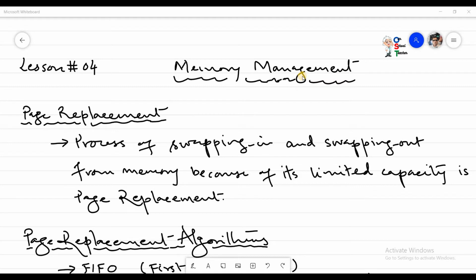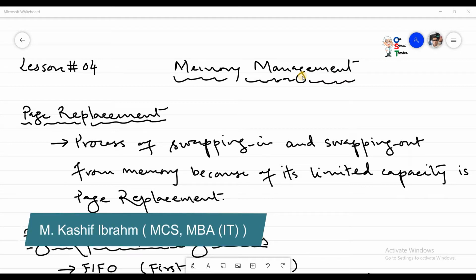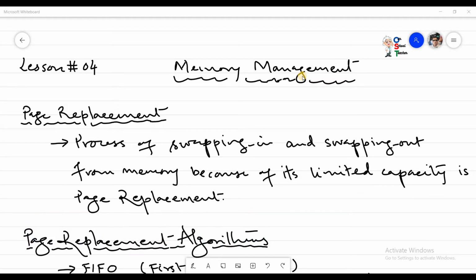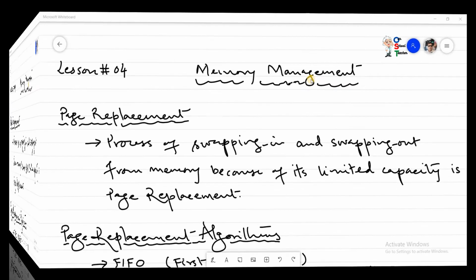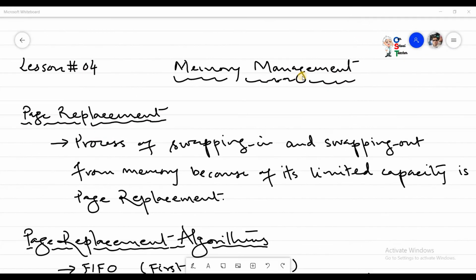In previous lessons we have seen that to load a program in memory, the program is divided into a number of processes, and those processes are processed by the CPU. In this regard, virtual memory help is also taken because the size of the memory is limited. So processes are kept on the virtual memory, that is part of the hard disk, in pages form, and the memory is divided into a number of frames. So whichever page is required, that is swapped in and swapped out.